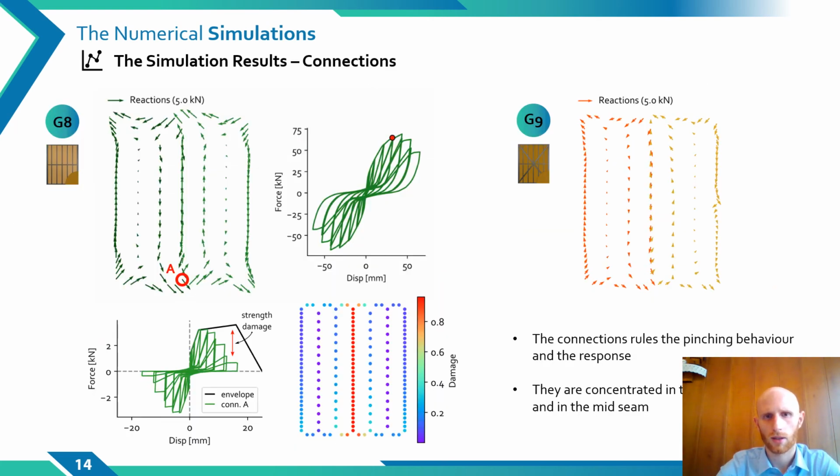In particular, in this slide, I reported the distribution of the connection reactions within the panel. As you can see, they are concentrated in a panel corner and the mid-seams between the two panels. This is also demonstrated by the damage grade reported in this figure, since the damage was included into the connection model.